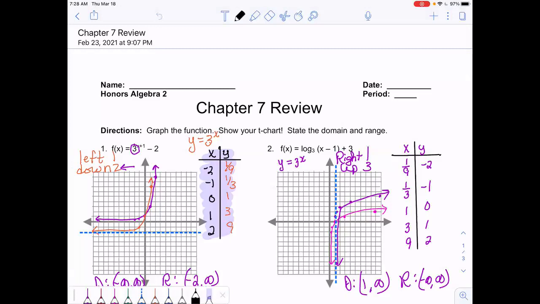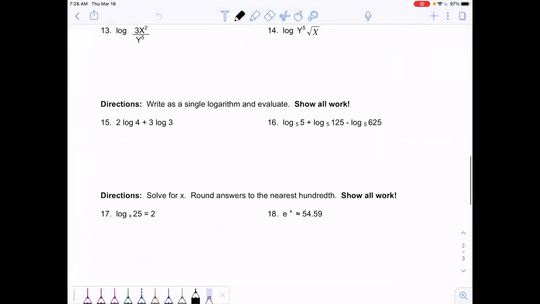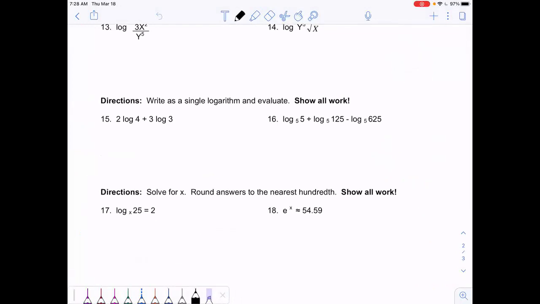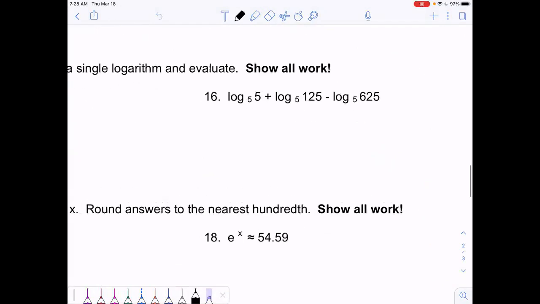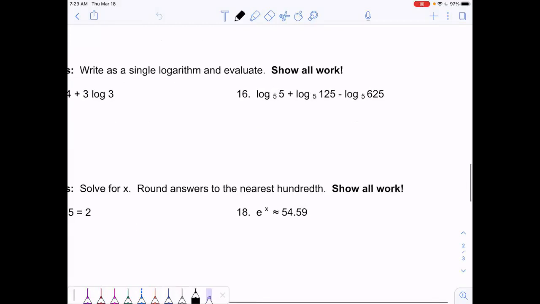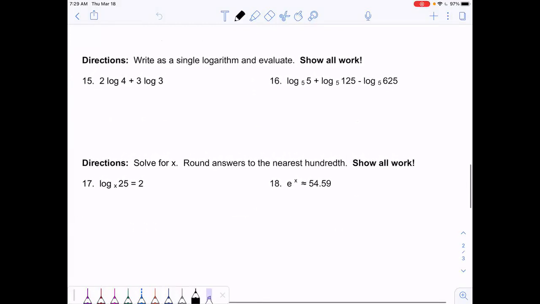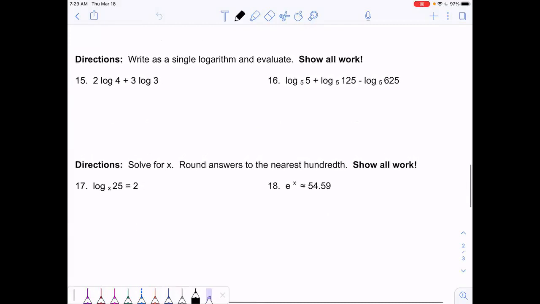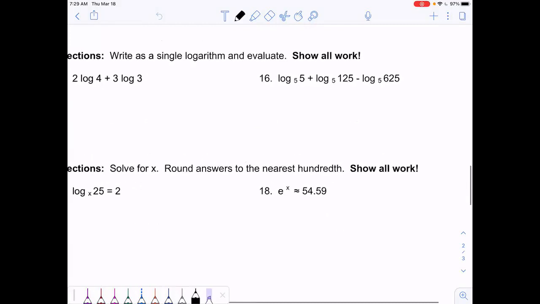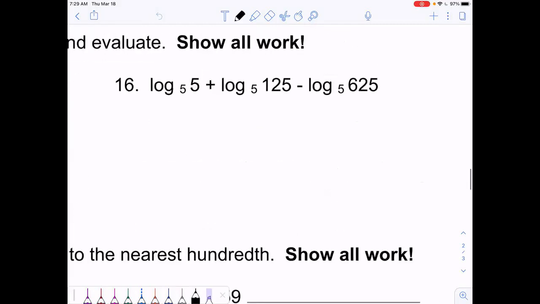Yesterday, we went over 1 and 2 together as a class. There were a few others that I just wanted to note or highlight, just to make sure you understand everything that's going on with the question. So the directions for 15 and 16, that's where I'm going to look right now. They say write as a single logarithm, and then it says evaluate. Not every logarithm will you be able to evaluate, but some of them you can. So if we look at 16, Brooke, how would you start with number 16?